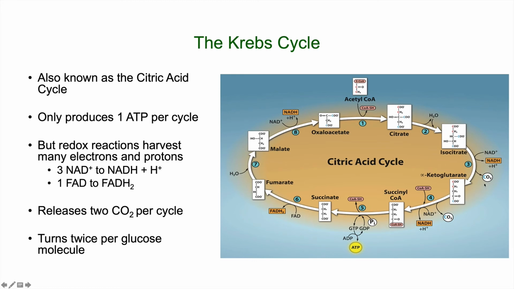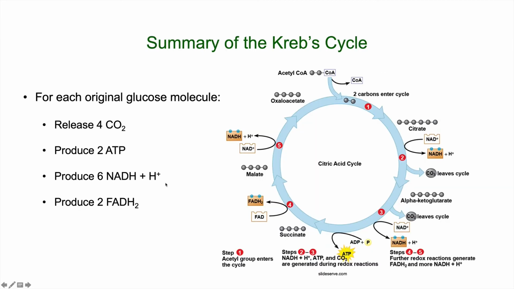And we're going to kick off 2 CO2s. So 2 carbons come in, we kick off the 2 as CO2. Those go out of the cell, out of your exhale. We get 1 ATP. We're going to reduce and form 3 NADH plus H pluses, 1 FADH2. And remember, because we had 2 pyruvates, we got 2 acetyl-CoAs, we're going to get 2 cycles out of the citric acid cycle.